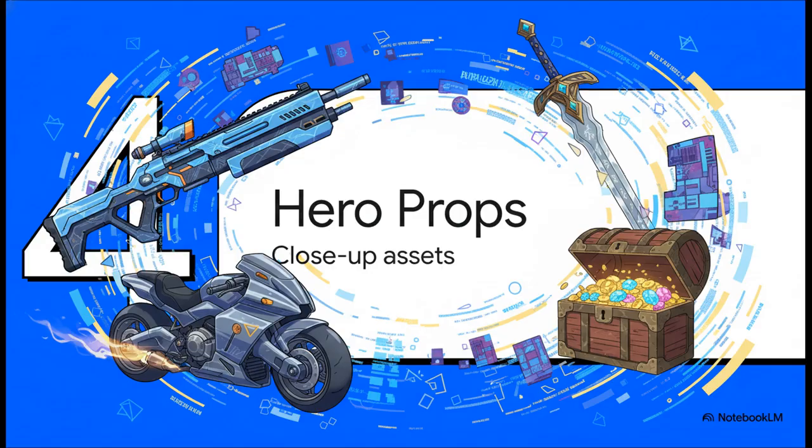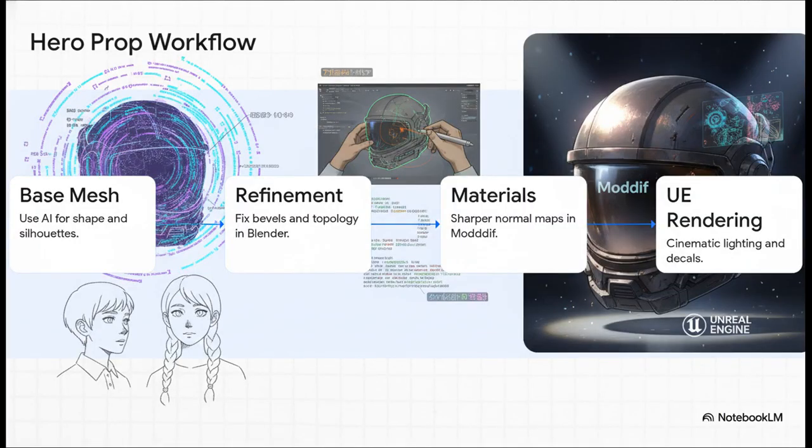Section 4, crafting detailed hero props, close-up assets. Time to focus on the things the camera actually cares about. Hero props are the cinematic weapons, the close-up vehicles. Because the camera lingers on them, they demand much better topology and highly believable materials.